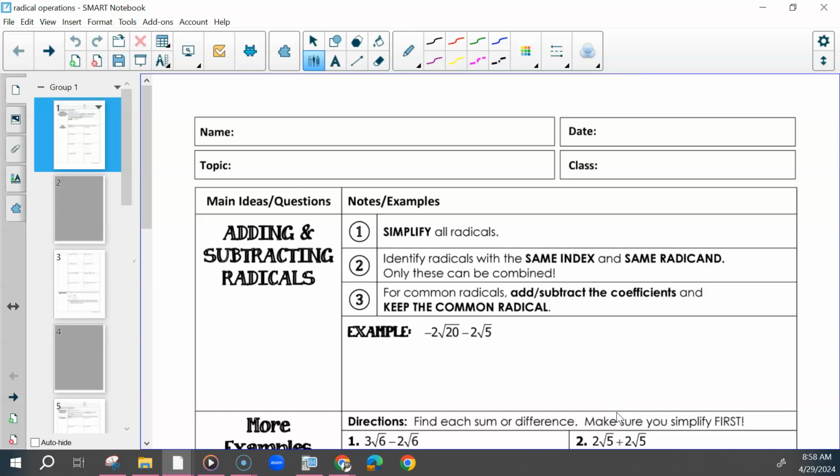So we are going to deal with radical operations today, starting with adding and subtracting. When you see a problem where we're adding or subtracting radicals, you want to simplify all the radicals as much as possible, if possible. And then when you add or subtract radicals, you have to think about these like combining like terms. You can only add or subtract radicals with the same index, so the same number on the outside, and the same number inside, the same radical.